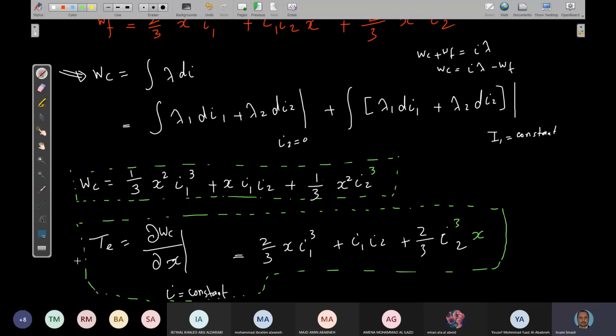And simply because omega c is not equal to omega f, the system is nonlinear, or the magnetic circuit is nonlinear. So it is a nonlinear magnetic circuit.